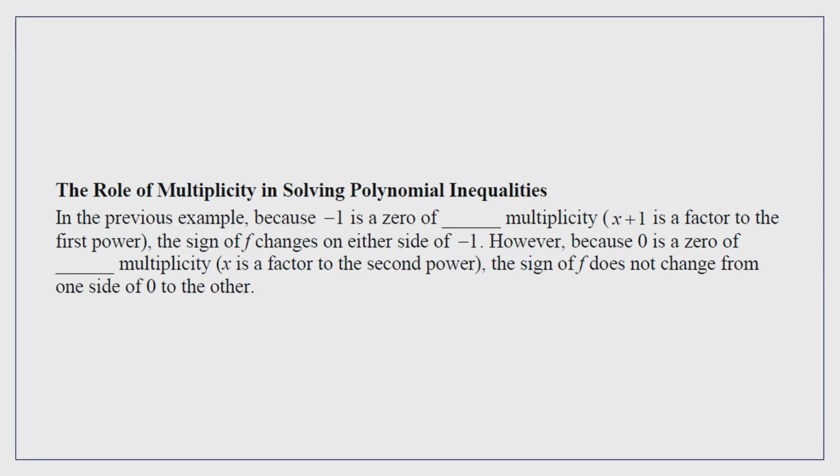So in our previous example, because negative 1 is a 0 of odd multiplicity, because x plus 1 is a factor to the first power, the sign of f changes on either side of negative 1. However, because 0 is a 0 of even multiplicity, so x is a factor to the second power, the sign of f does not change from one side of 0 to the other.